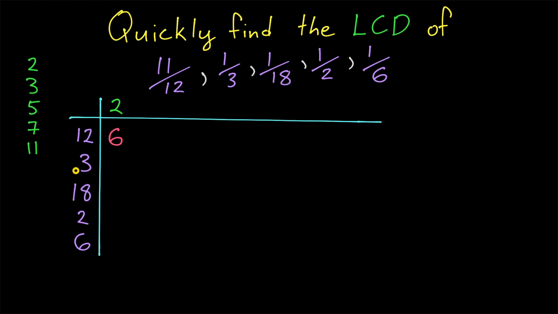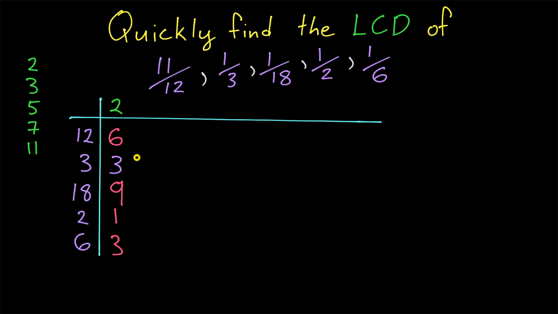Now, for the very next row, you're going to have 3. 3 is not divisible by 2. So just go ahead and write 3. For all numbers that are not divisible by 2, just go ahead and copy them. Now for the next one, you have 18. Is 18 divisible by 2? Yes, 18 is even. 18 divided by 2 is equal to 9. What about 2? Is 2 divisible by 2? Yes, 2 divided by 2 is 1. What about 6? Is 6 divisible by 2? Yes, 6 divided by 2 is equal to 3. So go ahead and write 3.